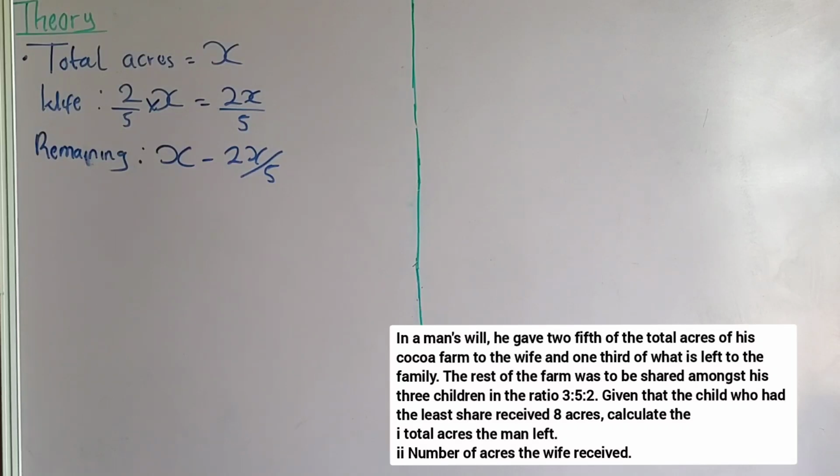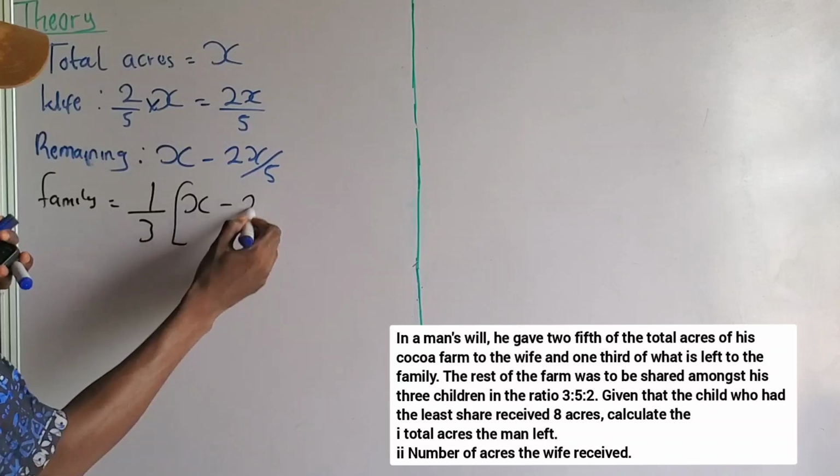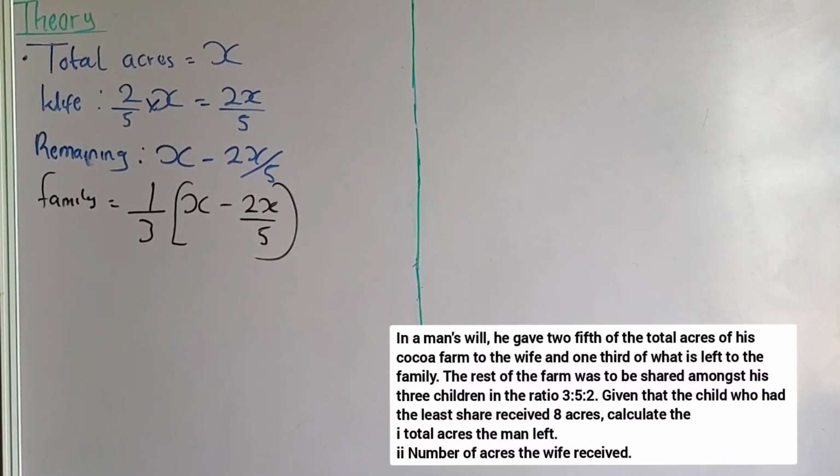Is that not it? Now, that means 1/3 of the remaining, what the family received will be 1/3 multiplied by x minus 2x all over 5. This is what the family received. Are you getting it?